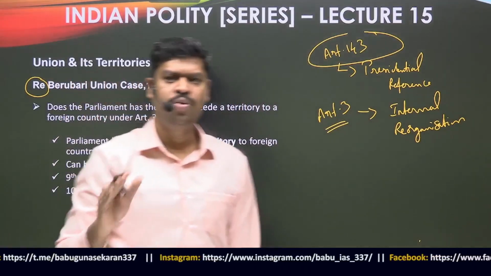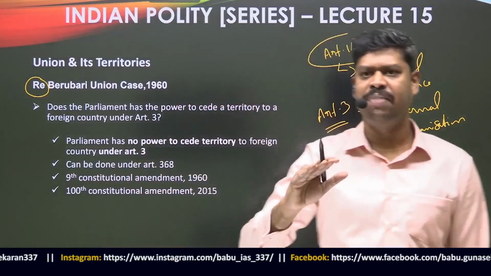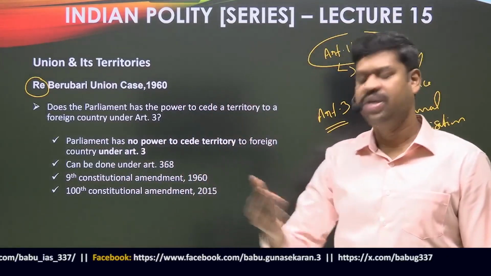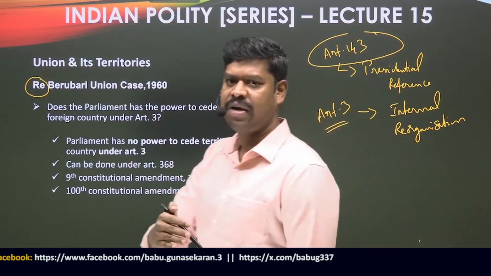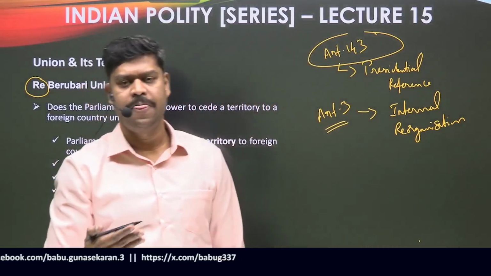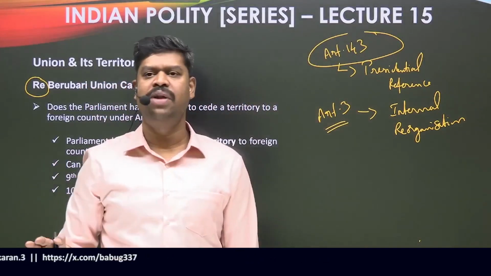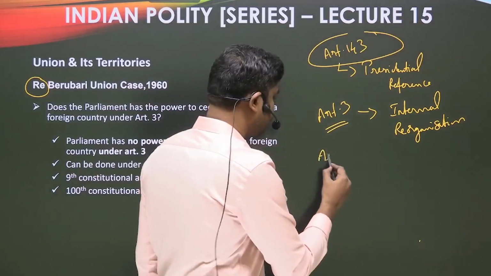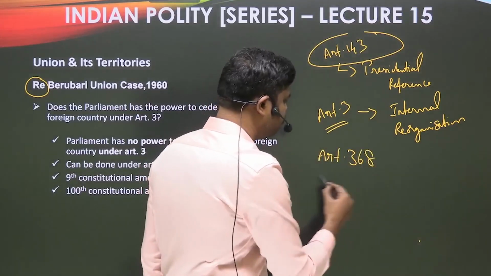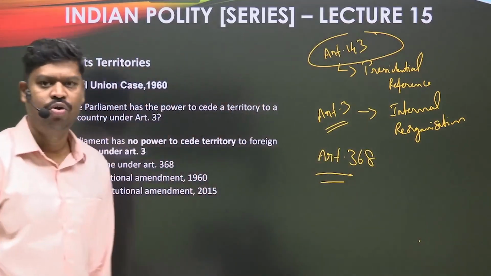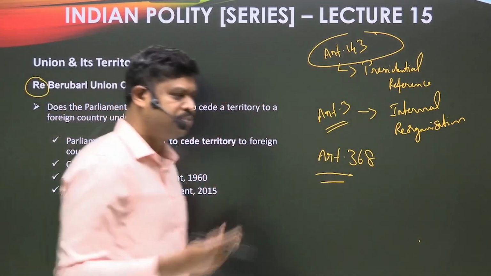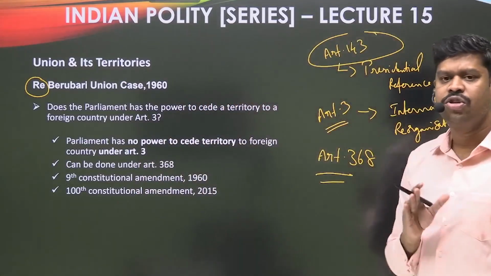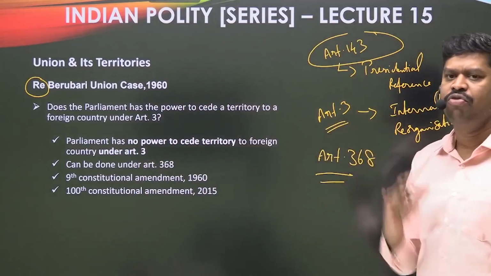So the Supreme Court made it very clear, while yes, India as a state has a power to cede a territory to a foreign country, for which the parliament has to make an amendment to the Constitution, that amendment cannot be done by a simple act of parliament under Article 3, but rather it requires a constitutional amendment under Article 368 of the Constitution. So this is what has been categorically told by the Supreme Court of India. Subsequent to this judgment, the Parliament enacted the 9th Constitutional Amendment Act to cede this territory to a foreign country.